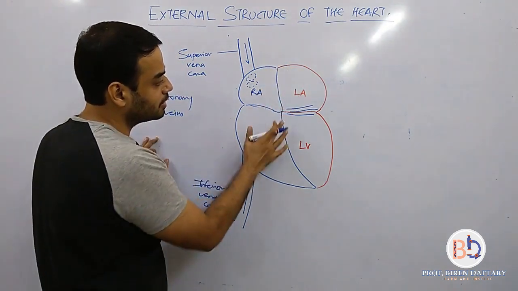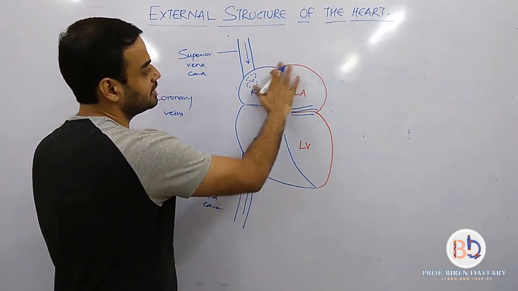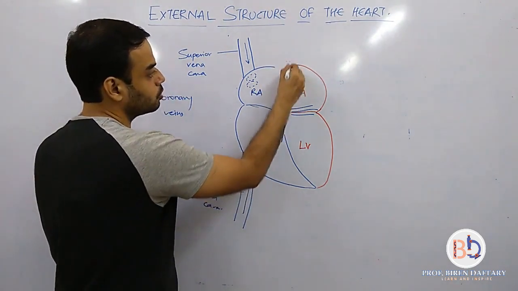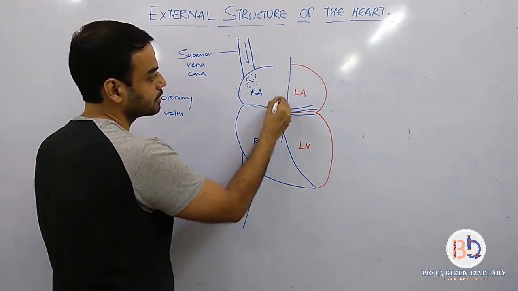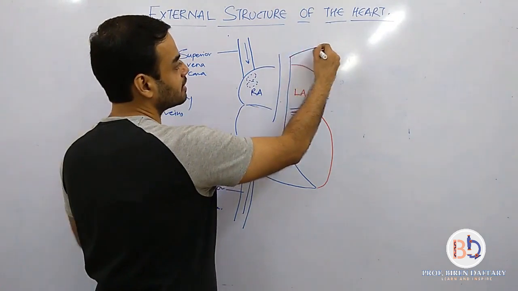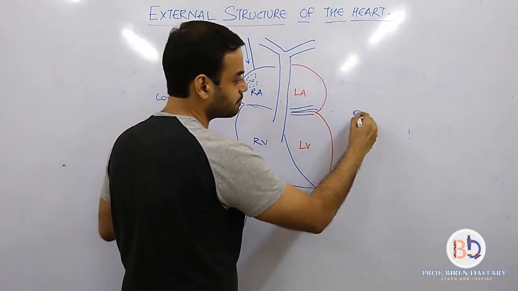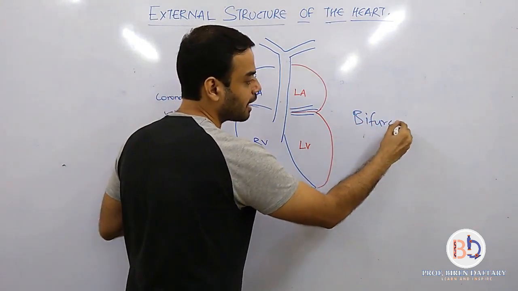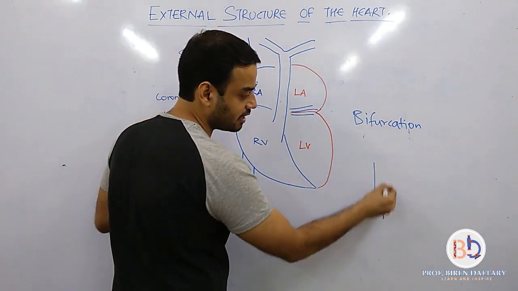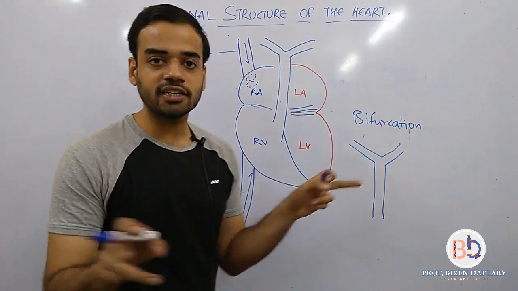Do you remember? So should I rub this off? Okay, so that it becomes easier for me to draw. And this blood vessel goes like this. Correct? And then what happens is this blood vessel then divides. It is also called as bifurcation. Bifurcation means to divide. When a single vessel divides into two vessels, this is called bifurcation.